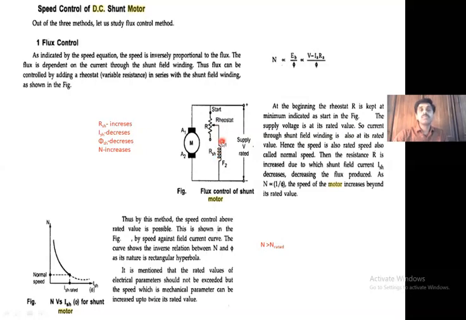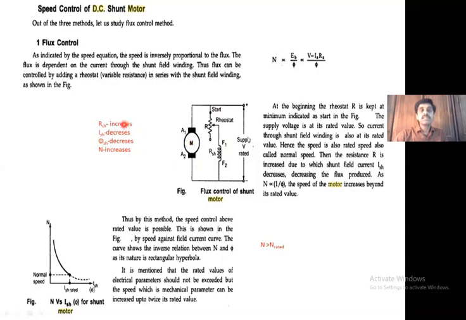Here, if you observe, initially at the beginning, the rheostat R is kept at its minimum position, and the applied voltage is at the rated value. So the current through the shunt field winding is also the rated current. Hence, what is the speed of the DC motor? It is at normal speed.